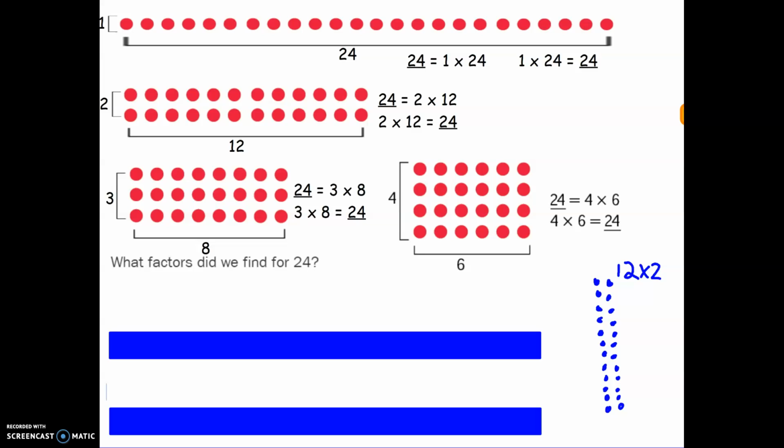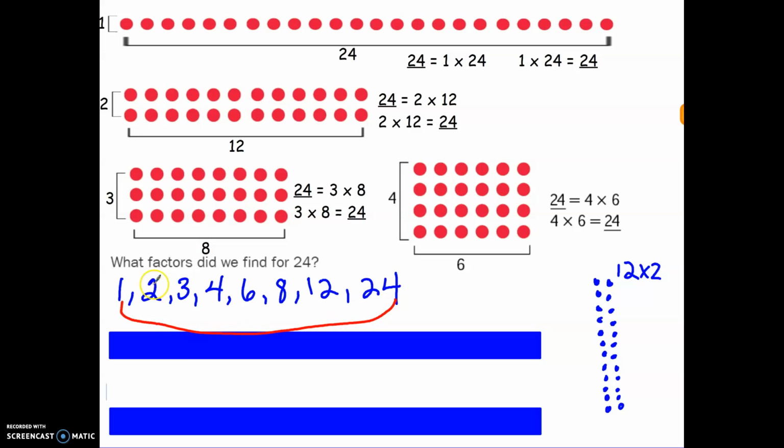What numbers did I use to make 24? I used 1. I used 2. I used 3 and 4 and 6 and 8 and 12 and 24. I'm going to change colors quickly here. Because when I multiply 1 times 24, I get 24. 2 times 12, I get 24. 3 times 8, I get 24. 4 times 6, I get 24. And how do I know that's true? I proved it with my arrays that I made.